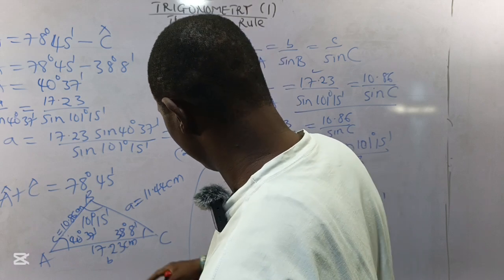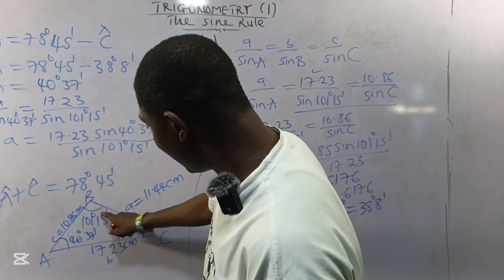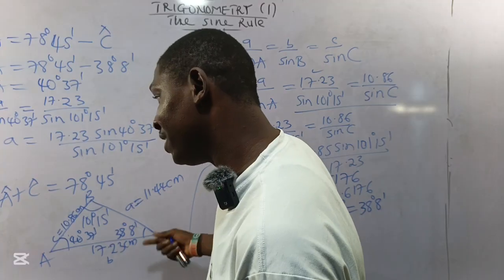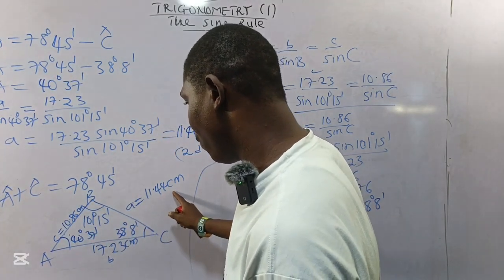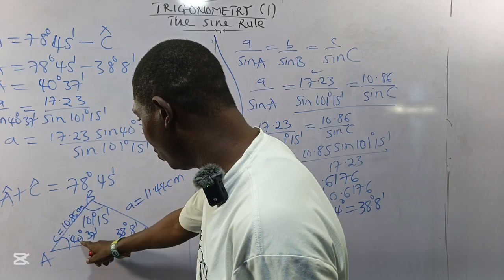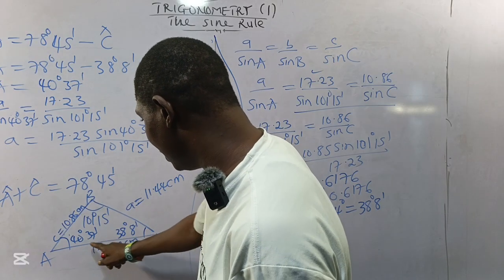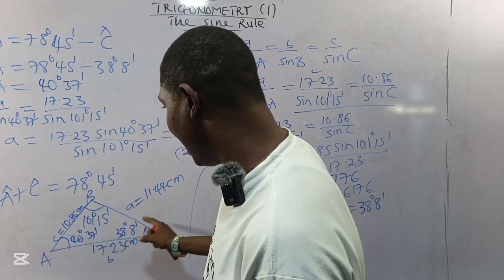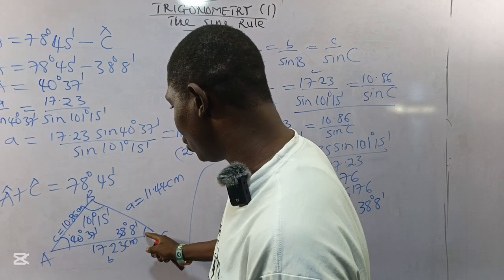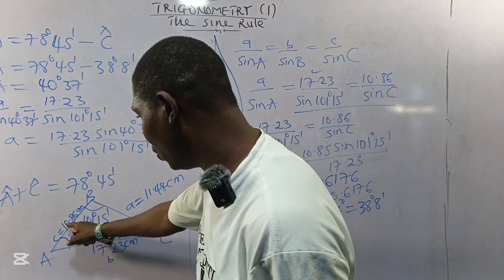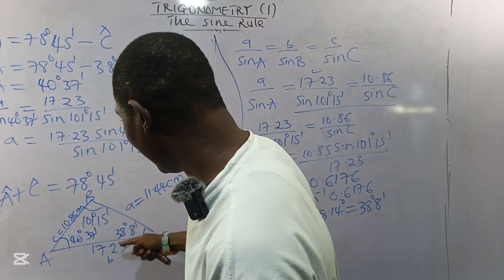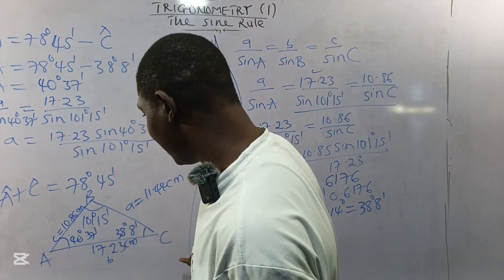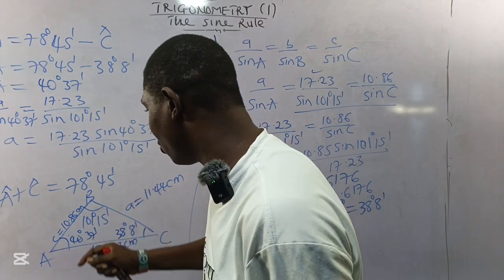You can see that the biggest angle has the biggest side, which is greater than 10.86 and greater than 11.44. The next angle, which is smaller than this, is 40 degrees 37 minutes, and this side is 11. The smallest angle corresponds to 10. So you see the bigger angles carry the bigger side. You understand? So that's correct.